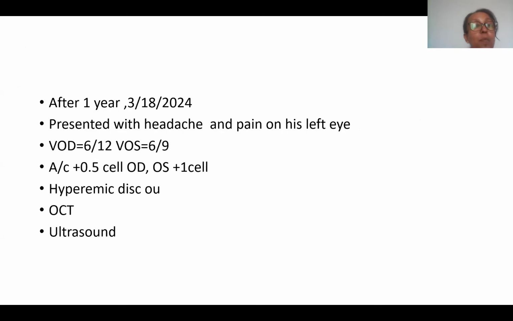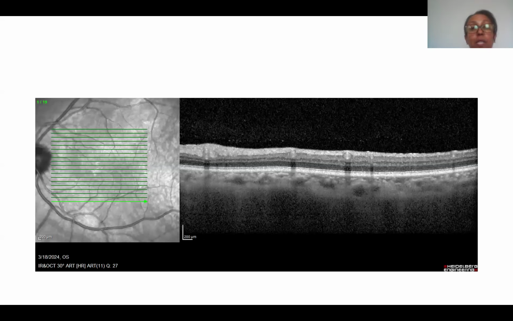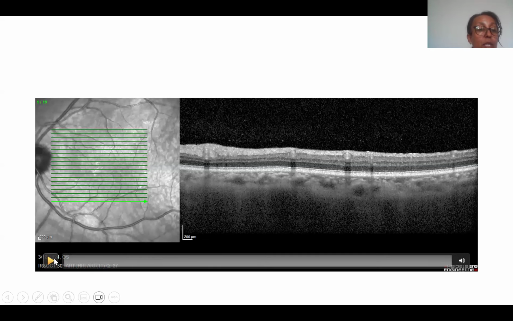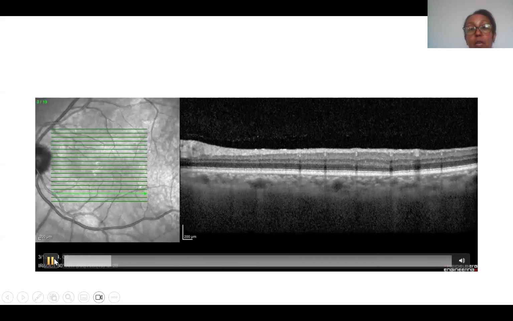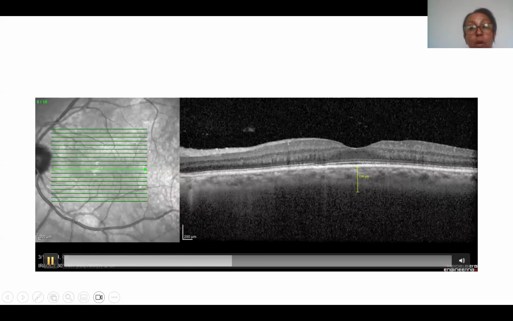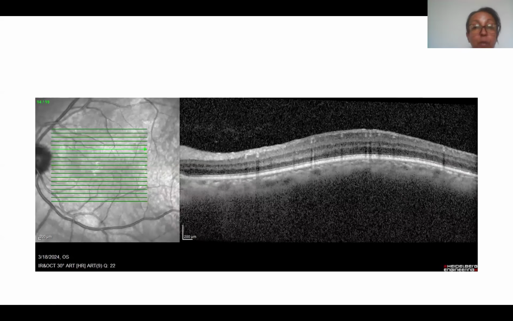Then after 1 year, he presented with headache and pain in the left eye. His vision was right eye 6/12, left eye 6/9. Pertinent finding: he had more anterior chamber cells in the left eye, which was +1. And he had hyperemic disc in both eyes. With OCT and ultrasound, he had this lesion, which is choroidal elevation at the macula, as well as supratemporal to the macula.